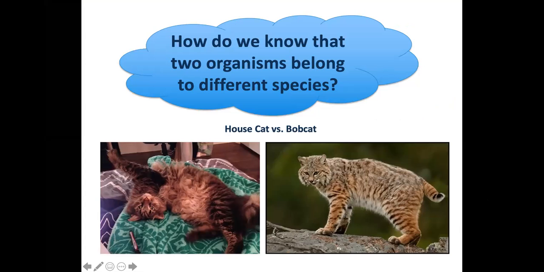Okay, so today is all about speciation. So what do we hear in the word speciation? Species, okay? So how do we know that two organisms belong to different species? Up here, prime example, we have a house cat and a bobcat. Are they the same? No.